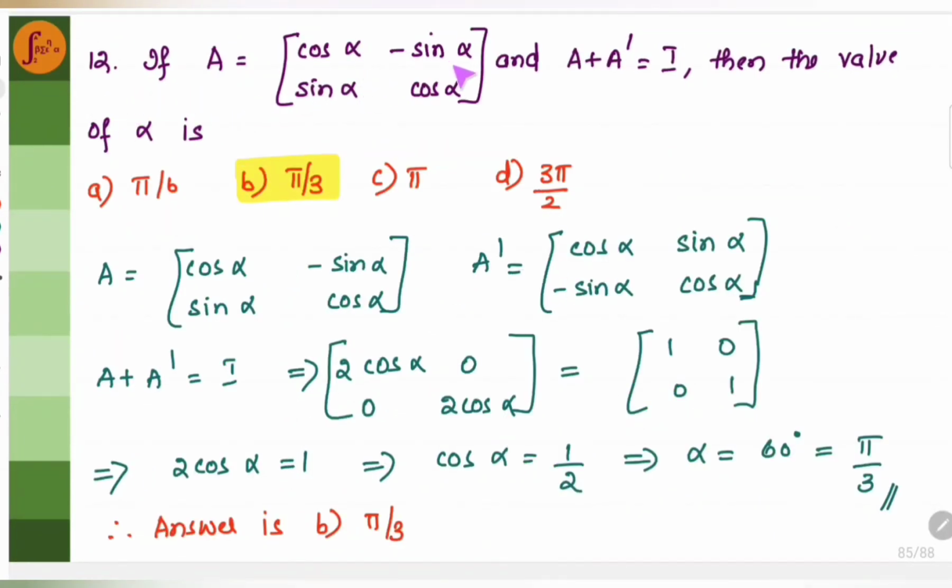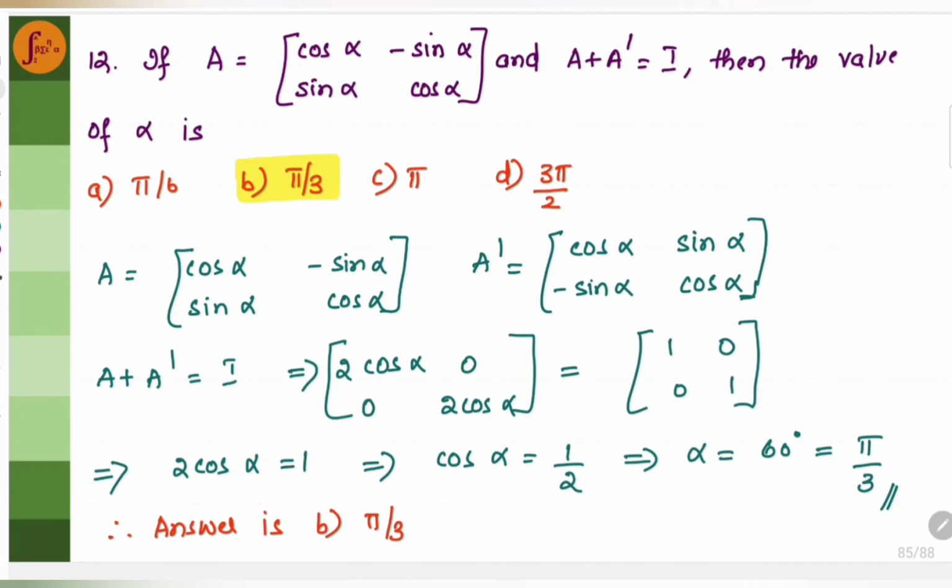Let's take another example. If A is equal to this particular matrix and A plus A transpose is I, which is nothing but an identity matrix, then the value of alpha is? So we'll have to find the value of alpha. 4 options have been given. We'll have to see which is the right value for alpha. So what we'll do is, we will find out A plus A transpose. This is A transpose. You add both the matrices and equate it to the identity matrix, right?